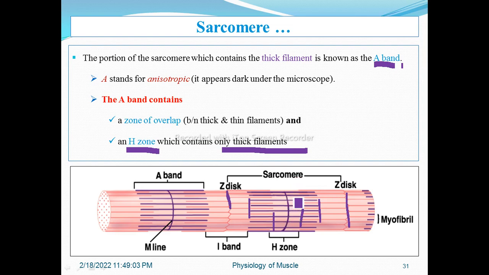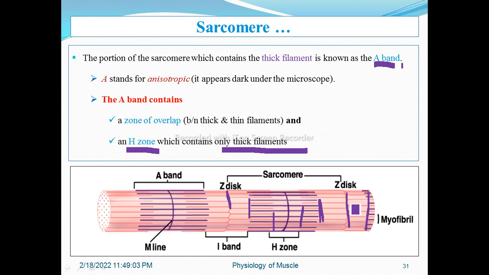The M line connects one thick filament to the other thick filament. The area between this one and this one contains only thin filament, and this is known as the I band. The I band is the light band. It is known as isotropic, which means it appears light under the microscope. So this is the light area.